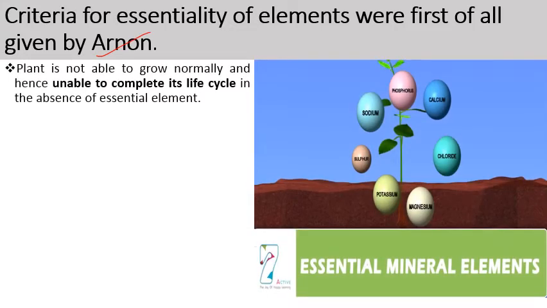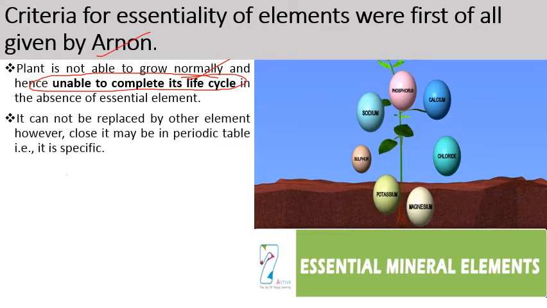Next comes criteria for essentiality of elements, which were first of all given by Arnon and Stout. So what are the various characteristic features of these elements which are essential? First is the plant is not able to grow normally and hence unable to complete its life cycle in the absence of essential elements. So essential elements के बिना जो plant है अपना life cycle ही complete नहीं कर पाता है. This is the first criteria.